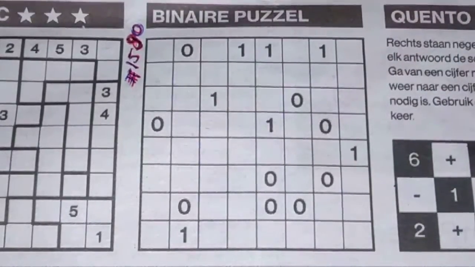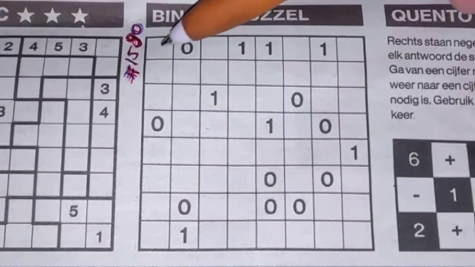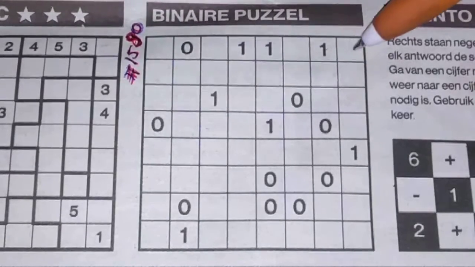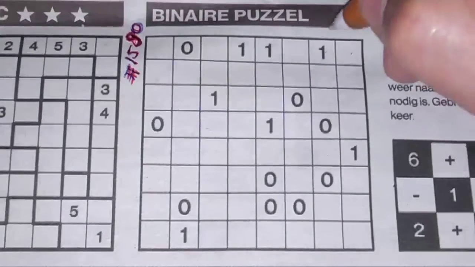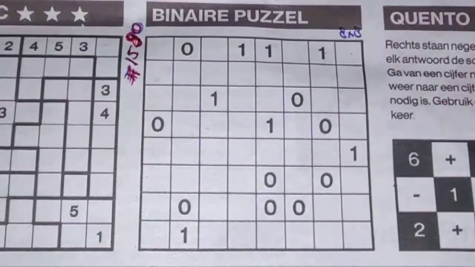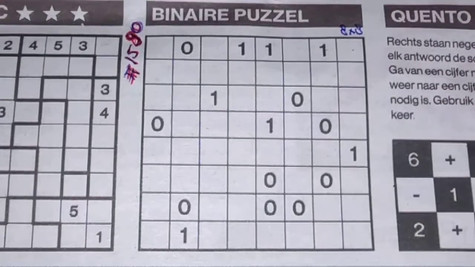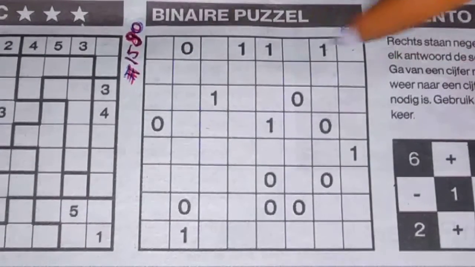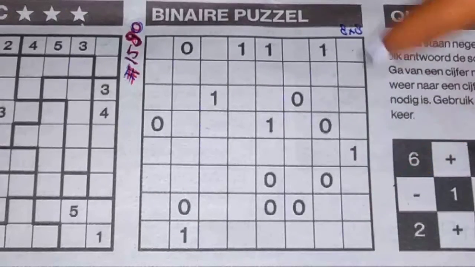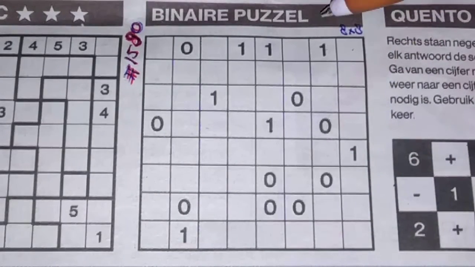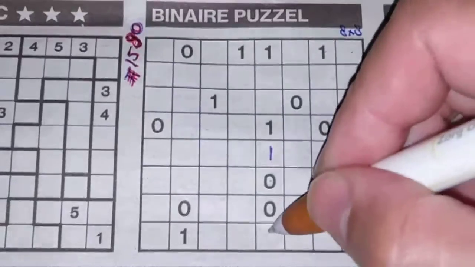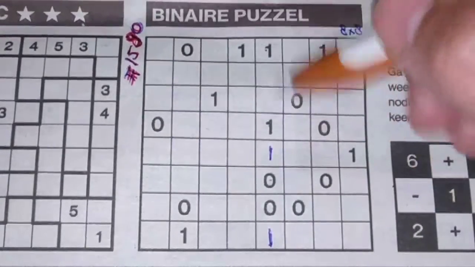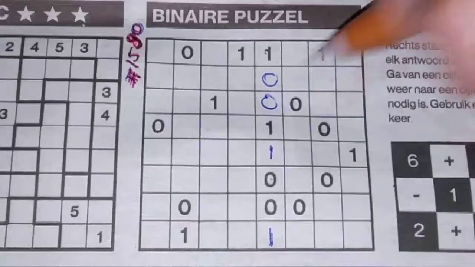Alright, and what kind of binary puzzle is this one? Let me count: 1, 2, 3, 4, 5, 6, 7, 8. So it's an 8 by 8 binary puzzle. That means in a row or in a column there are always 4 1s and 4 0s. Alright, so let's get started. Double 0, here 1, there 1. We have now 4 1s, so the rest are 0s.